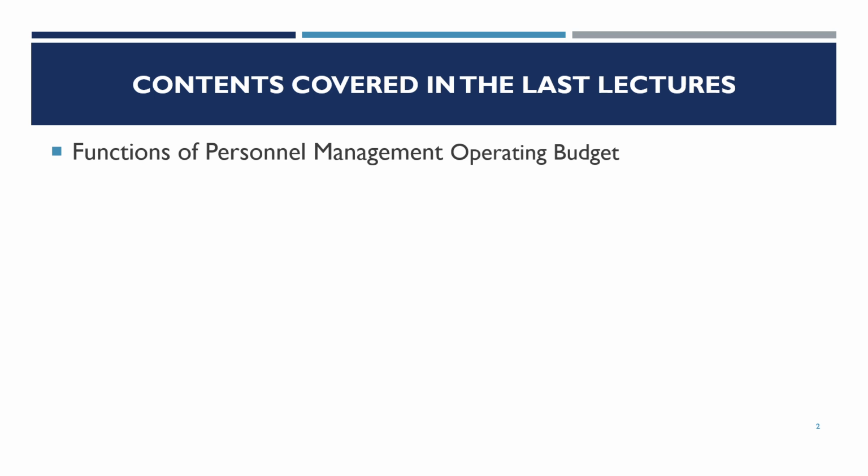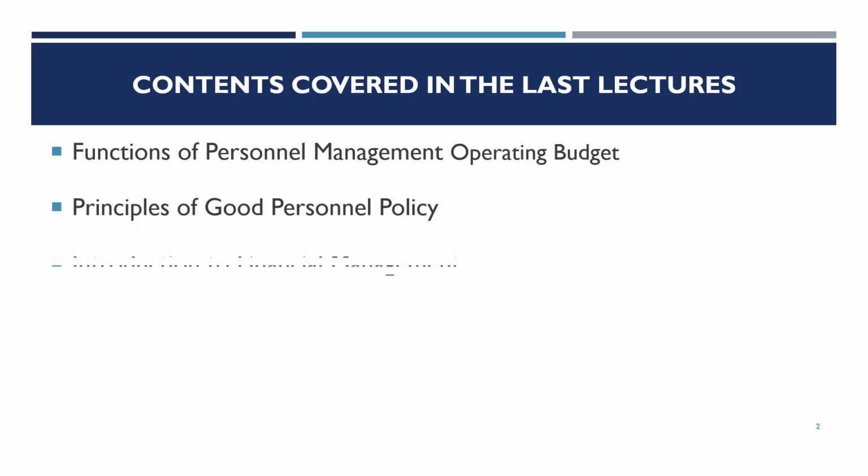Now, these are the contents we covered in the last lectures. The first point is the function of personal management, operating budget, principle of good personal policy, introduction to financial management. And under this introduction to financial management, we also saw the types of capital. Now we will see again in detail: what is meant by financial management and what are the types of capital?